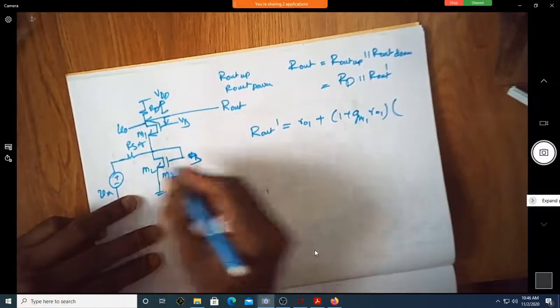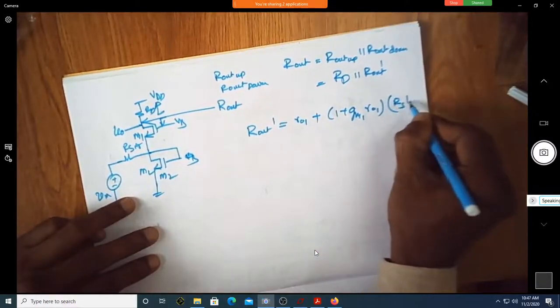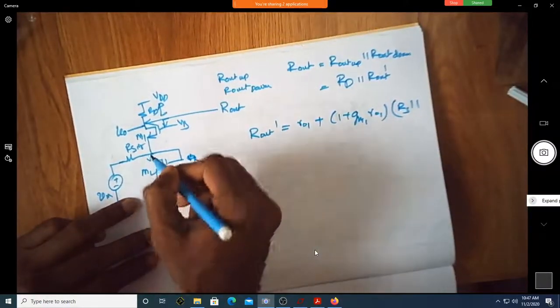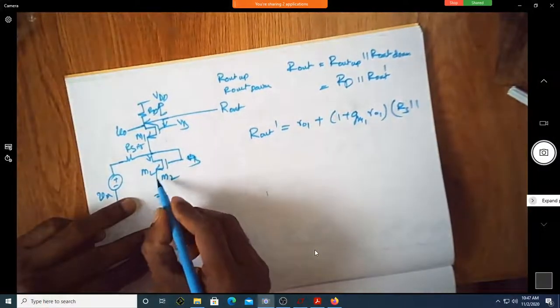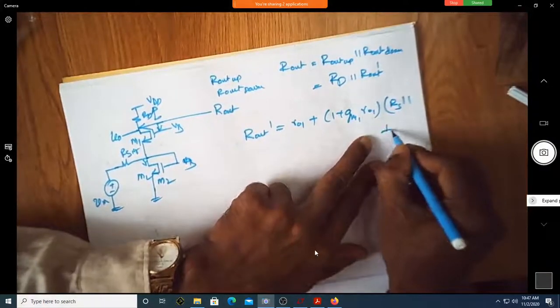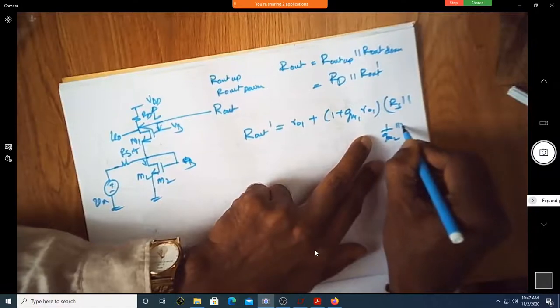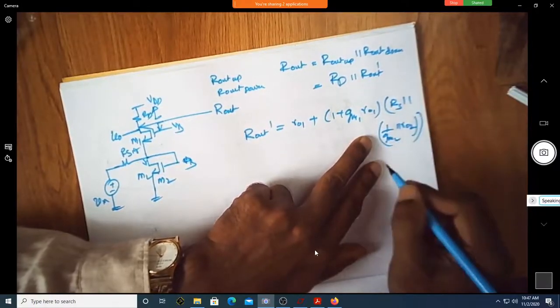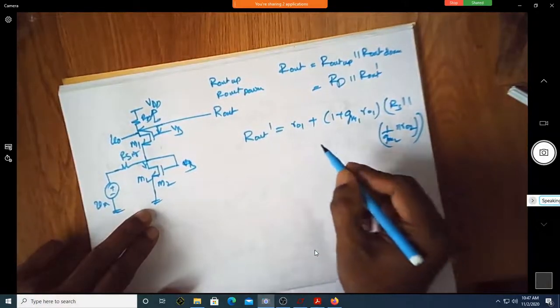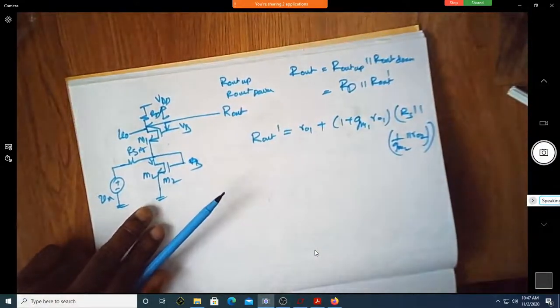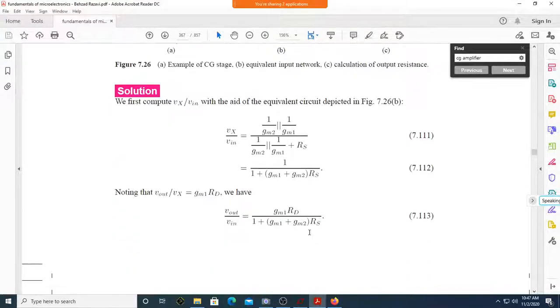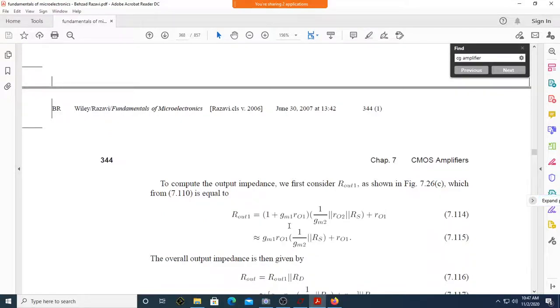Is it now RS in parallel with, what is the resistance that you are looking at down here? Is it 1 over gm2 in parallel with R02? Correct? So this is what you are seeing here. There is such a big expression, but don't go mad here. It is as simple as that.